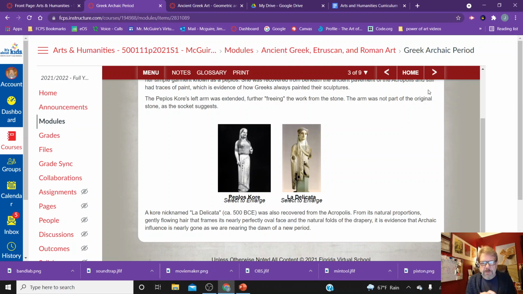Again, they're pointing out the evolution of how even this depiction of the female character changed. You can see not only that arm coming out and becoming more freed from the stone, if you will, but the depiction of the drapery, the clothing, is becoming more naturalistic. We see the folds a little better. We see the gravity pulling that fabric almost as it can be seen.